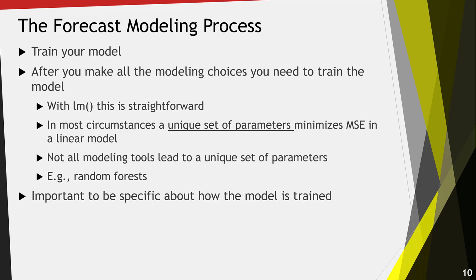Not all modeling tools lead to a unique set of parameters. For example, a modeling tool called random forests doesn't lead to a unique set of parameters. Two different people using the exact same data and the exact same features might get slightly different models using random forests. This is why it's important to be specific about exactly how the model is trained.